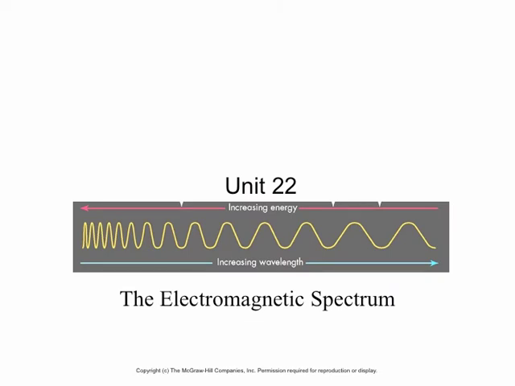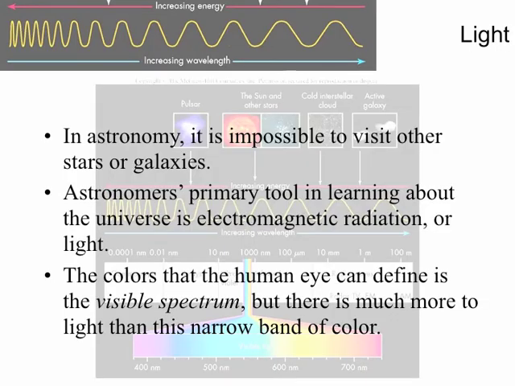Light is part of what we call the electromagnetic spectrum. The electromagnetic spectrum encompasses all different forms of light, from radio to X-ray and visible light in between. The light that we see, the visible part of the spectrum, is a very, very tiny fraction of the entire electromagnetic spectrum of light.